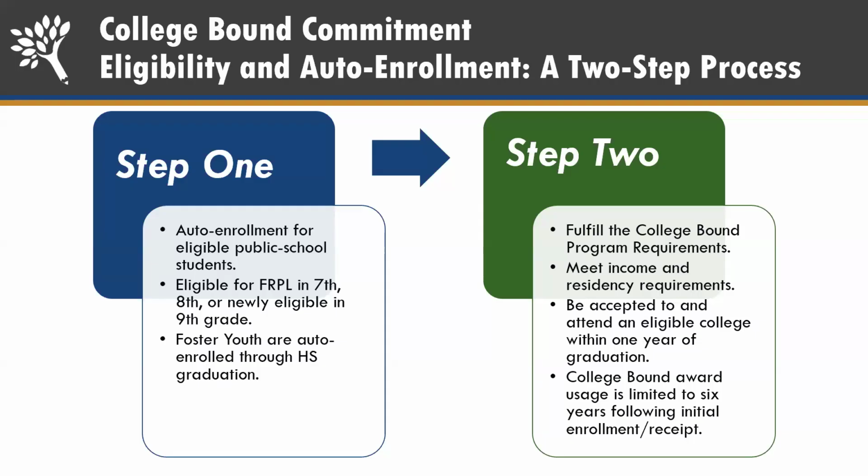And so their second step is to fulfill the College Bound program requirements. They're going to do that by meeting income and residency requirements, and they do that by completing a financial aid and admissions application. They have to be accepted to and attend an eligible college within 1 year of graduation, which means, and this is the best, that they can take a gap year with these funds. But we know gap years can turn to gap decades really quick, so we want them to have a plan.